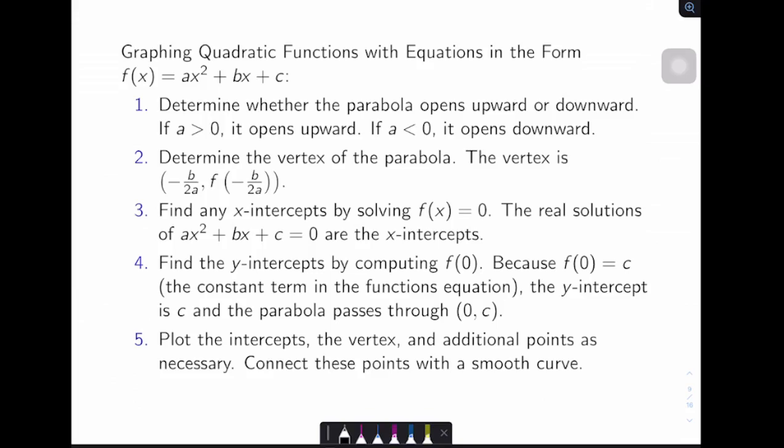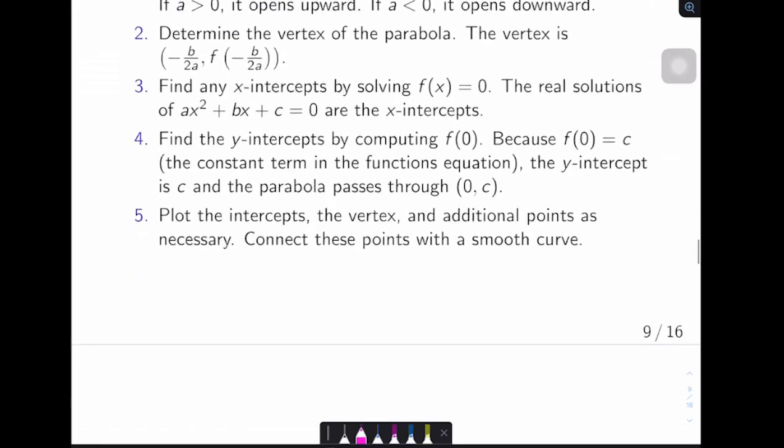Find any x-intercepts by solving f of x equals 0. Set your y equal to 0. We only care about the real solutions. Find any y-intercepts by computing f of 0. Here's where this one becomes a little bit nice: 100% of the time, your y-intercept is just this c, so you don't have to do any math. When you plug 0 into your x, that disappears and that disappears, so you just get f of x equals c. Then plot intercepts, vertex, and any additional points as needed.